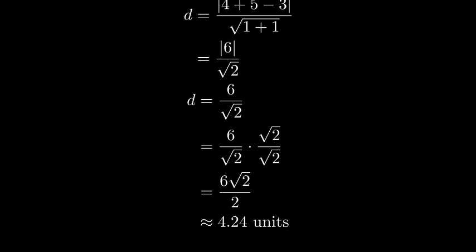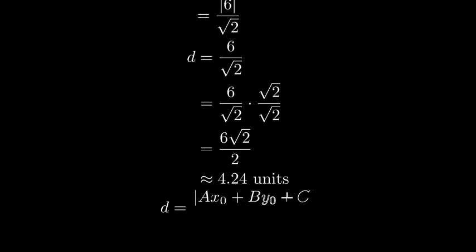In conclusion, the formula for finding the distance from a point to a line is a powerful tool in coordinate geometry. Remember, for a line ax + by + c = 0 and a point with coordinates (x0, y0), the distance d equals the absolute value of ax0 + by0 + c divided by the square root of a squared plus b squared.